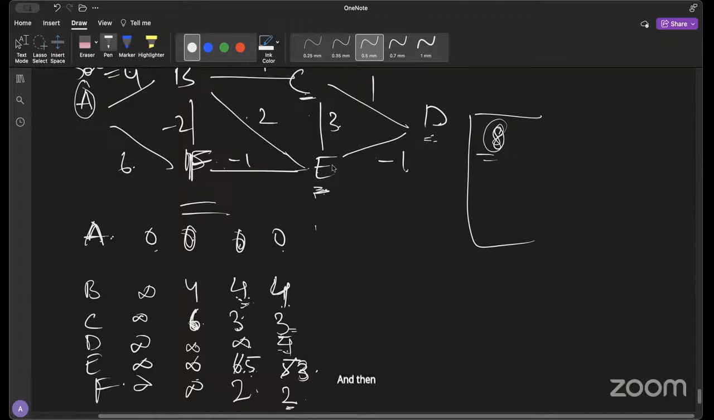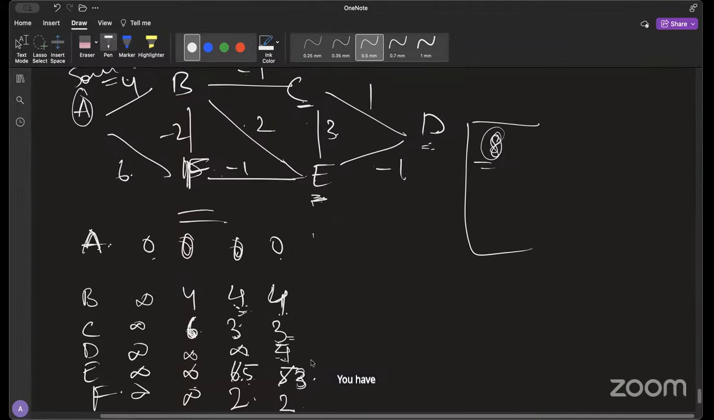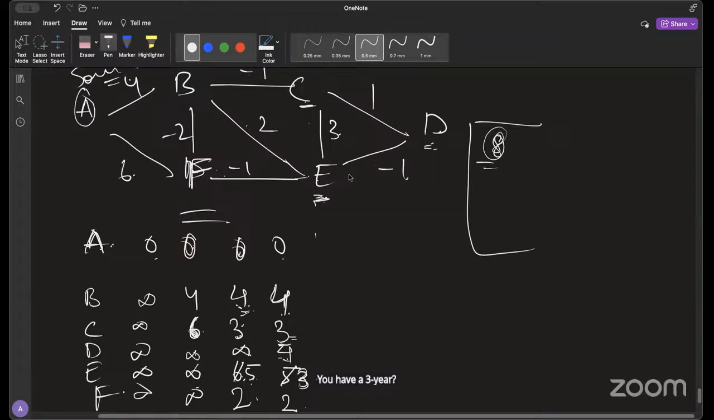And then you are at E again, because you've only changed E. So from E you have a 3 here and a minus 1 here. Now there'll be a problem here, because if you do it this way, this is never going to end. So we should probably have directions there, because this is an undirected cycle.